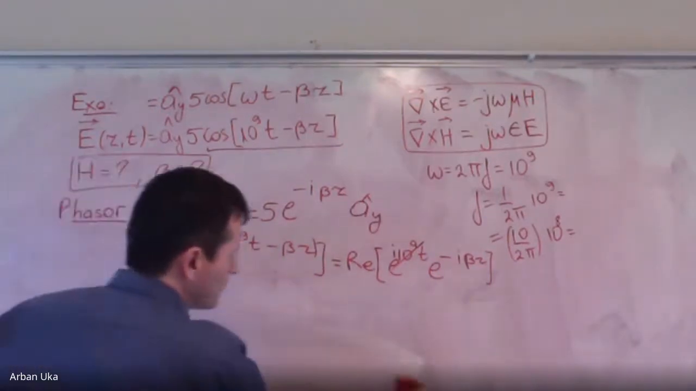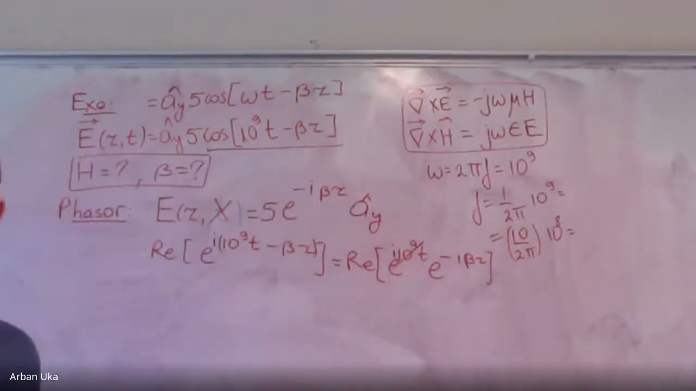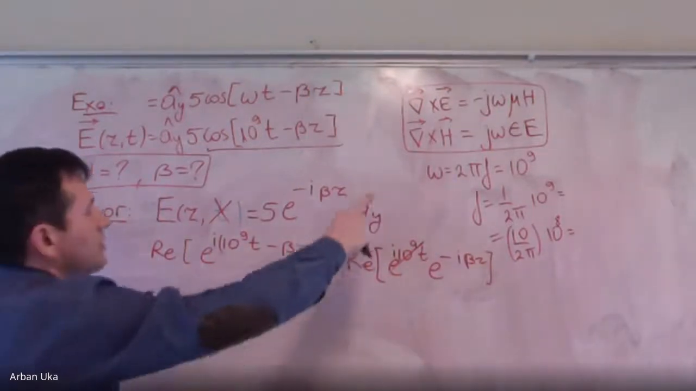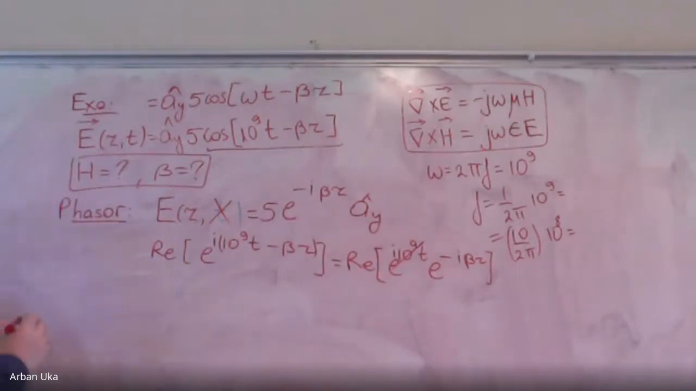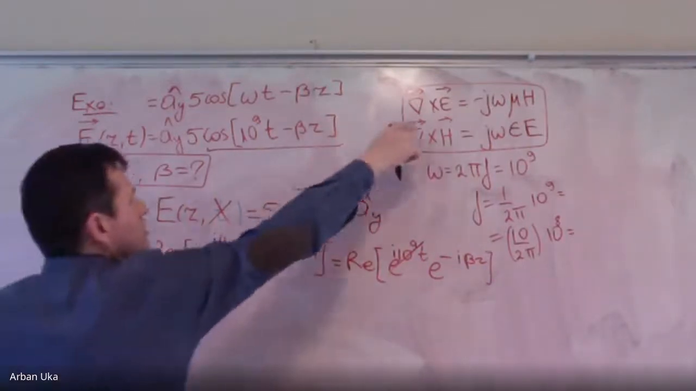But now let's try to solve the problem. To solve this problem, it takes 2 minutes, okay? That's all. And for these 2 minutes, we just write the following. From the first expression, we find that H is equal to minus 1 over j omega mu times the curl of E. So we get this one from this equation.